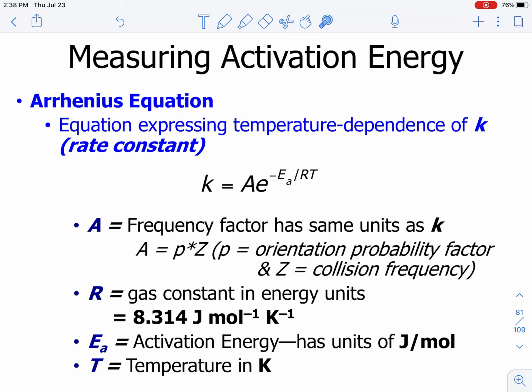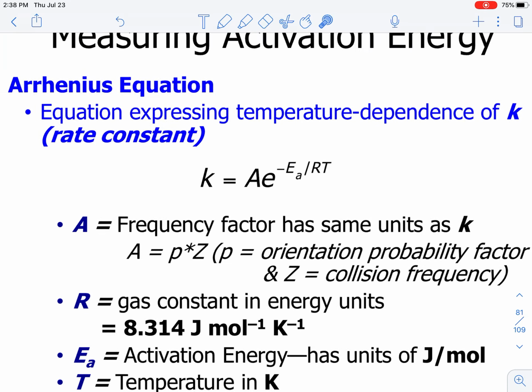In the previous lecture video, we learned about the three factors that affect an effective collision. We also looked at how we can profile the progress of a chemical reaction through the use of potential energy diagrams. In this lecture video, we will learn how to quantify the activation energy by using the Arrhenius equation. So let's go ahead and get started.